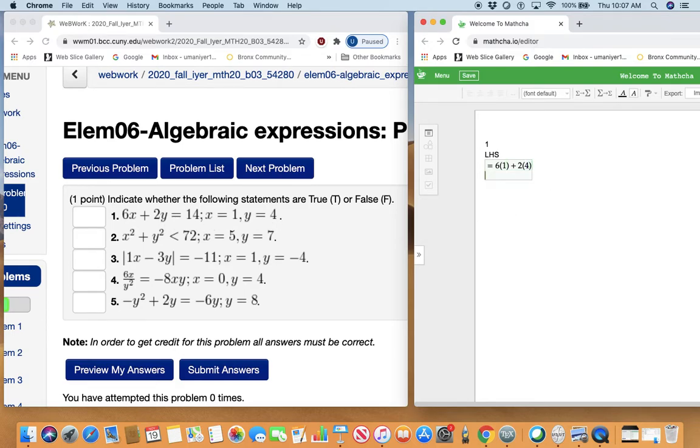Okay. Now multiplication takes precedence over addition. 6 times 1 is a 6 plus 2 times 4 is an 8. 6 plus 8 is 14. Is that equal 14? Yes. So this is a true statement. Okay. The next one.